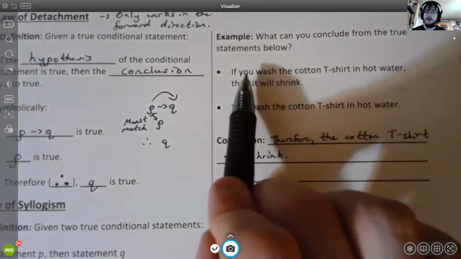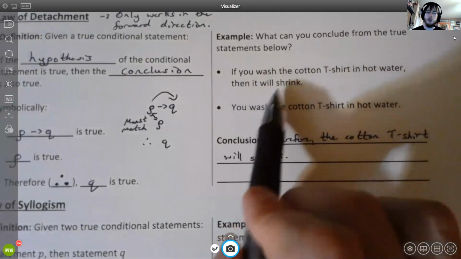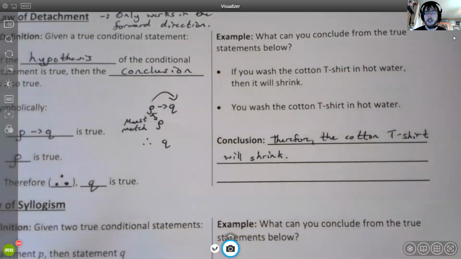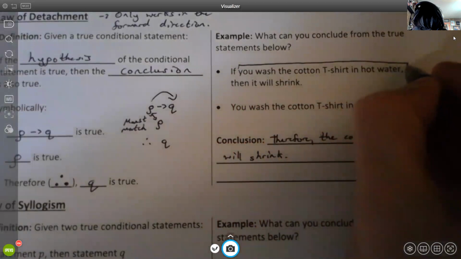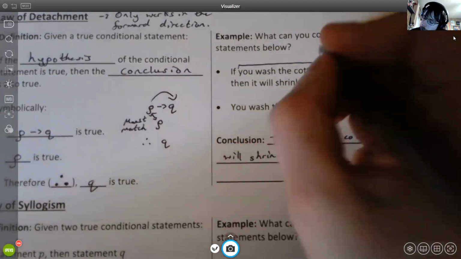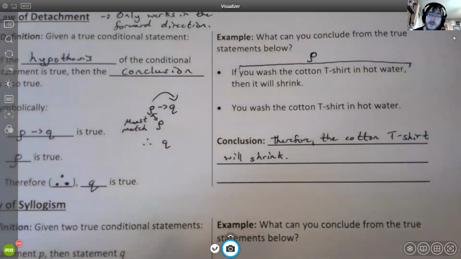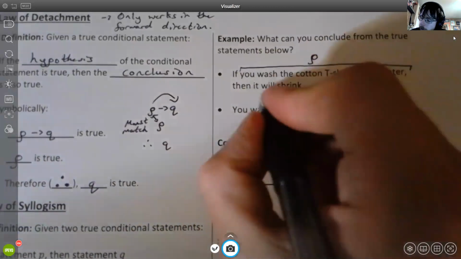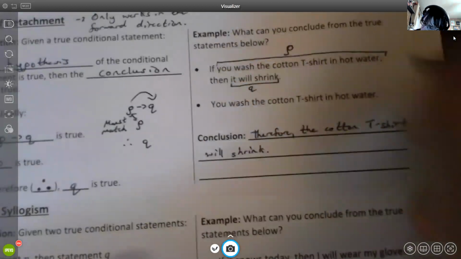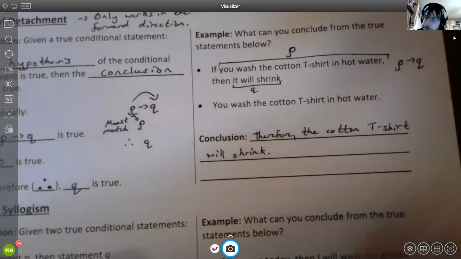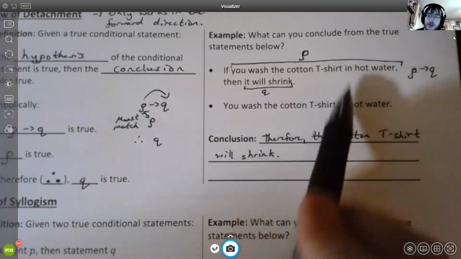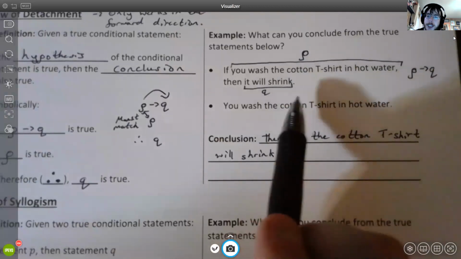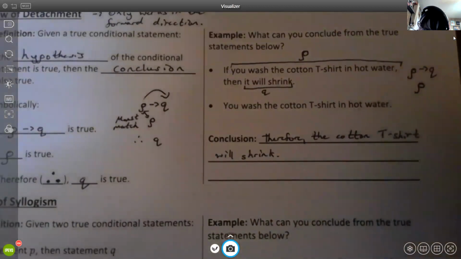So it says, if you wash the cotton t-shirt in hot water, then it will shrink. So remember, the words that follow if are your hypothesis. So from here, from you all the way to water, so you wash the cotton t-shirt in hot water, we're going to say that's P. And then this says, then it will shrink. So this is Q. So we have P implies Q. And then it says, you wash the cotton t-shirt in hot water. Now, this sentence lines up with P. It's the exact same. So we got P here.